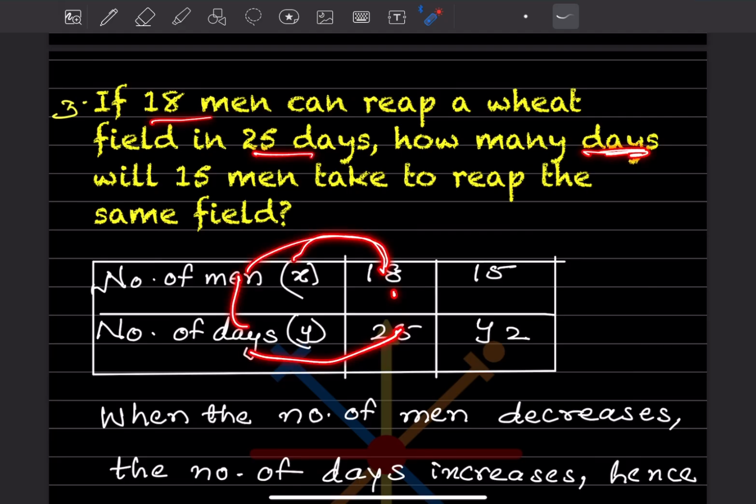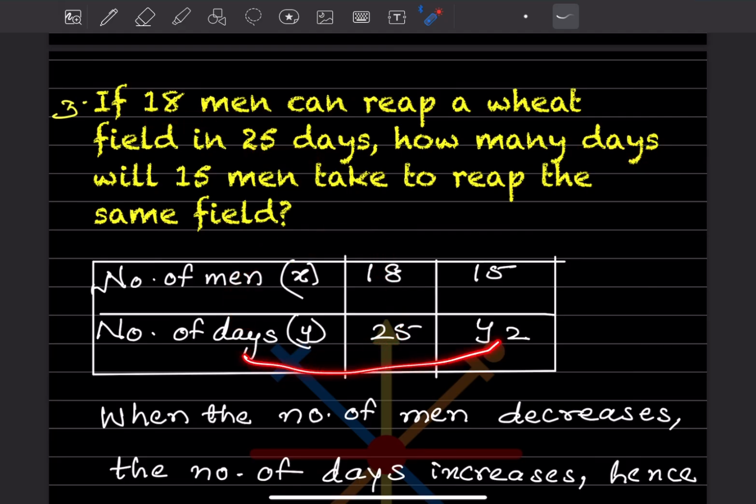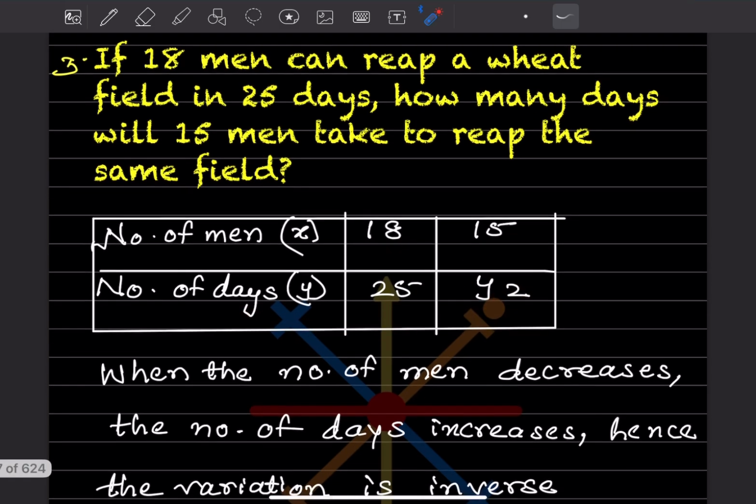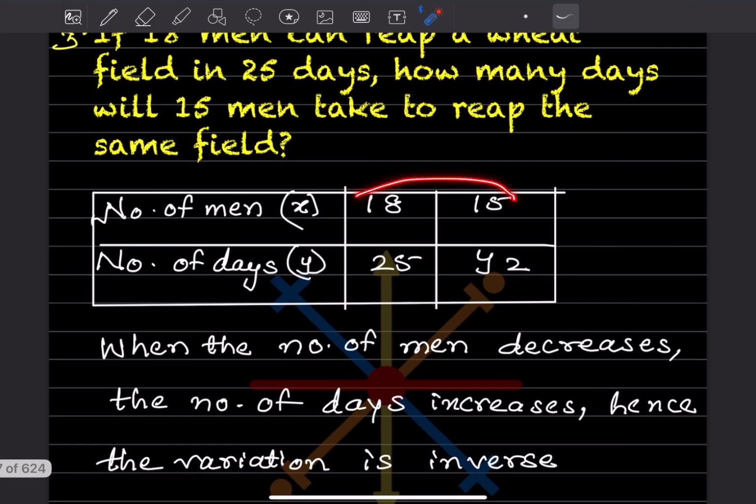Here we don't know the number of days. This is X1, this is X2, this is Y1 and this is Y2. So here we put Y2, and here is 15. Here we can see 18 and 15, so the number of men are decreasing. When the number of men are decreasing, the number of days should increase in case of inverse variation.